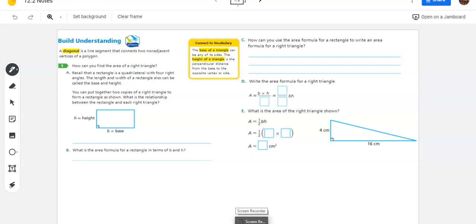Okay, this is Module 12, Lesson 2. You can find it on page 386. We're going to be talking about area of triangles and how to find that. So let's take a look at page 386.